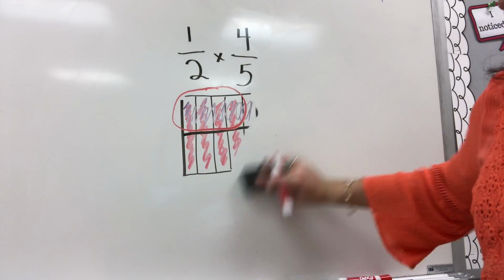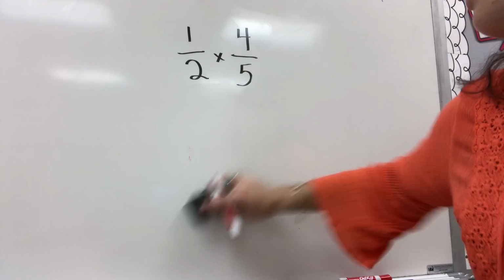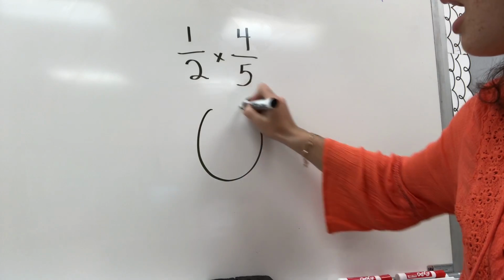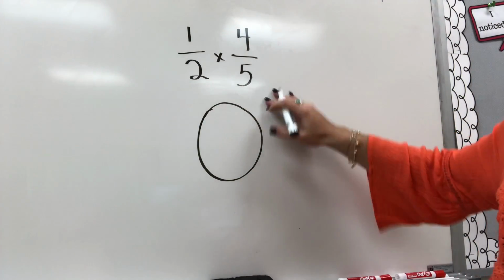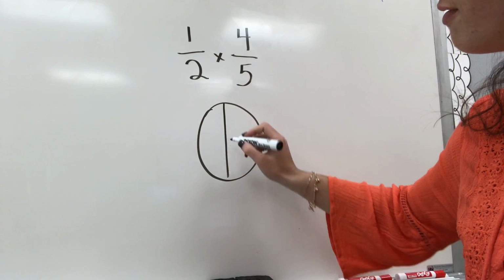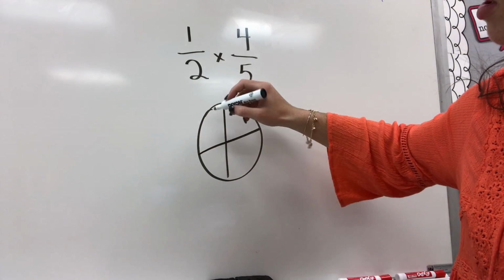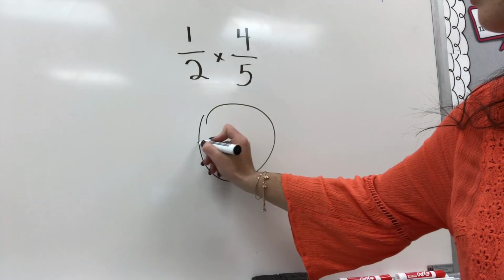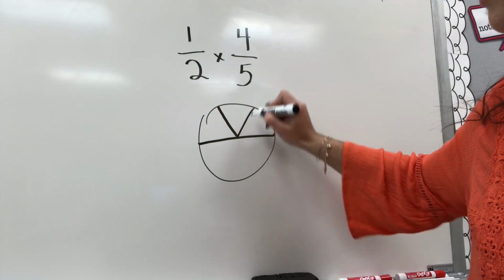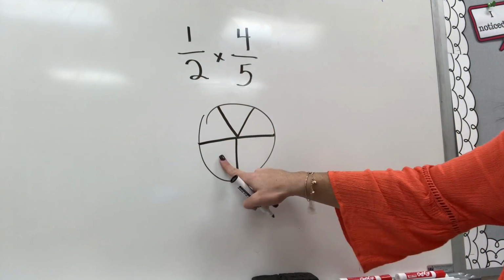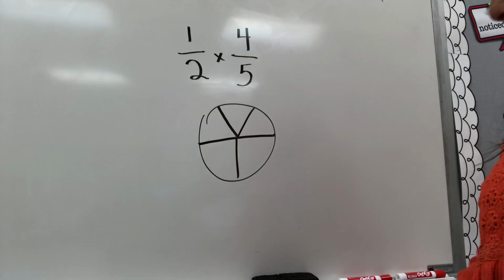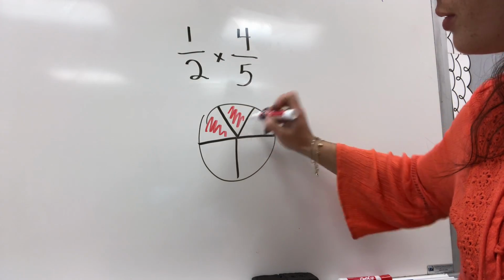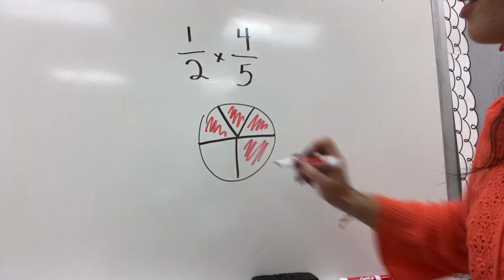The last way to show it is in a circle. So if I have a circle, I'm going to do the same thing. I'm going to start with 4/5, so I'm going to have to divide my circle into fifths. 1, 2, 3, 4, 5. So I have 5/5, but I don't need 5/5. I need 4/5. So I'm going to shade in 1, 2, 3, 4/5.